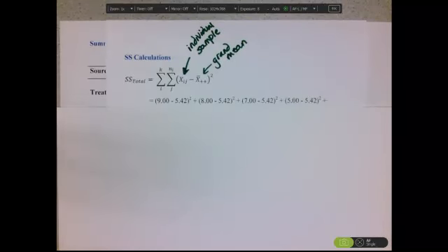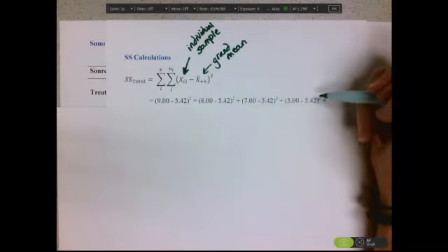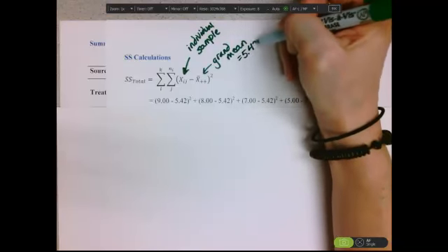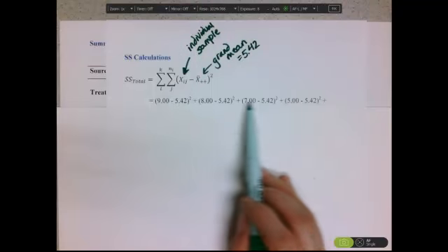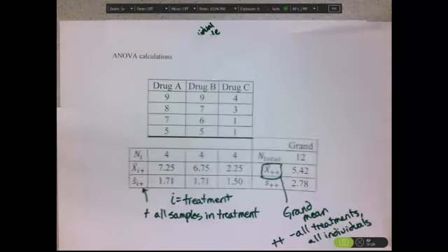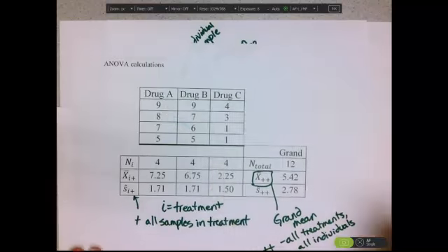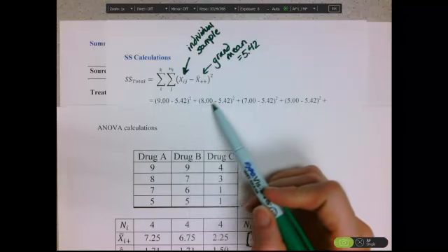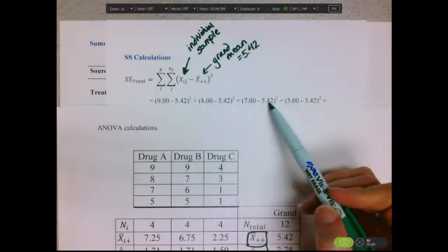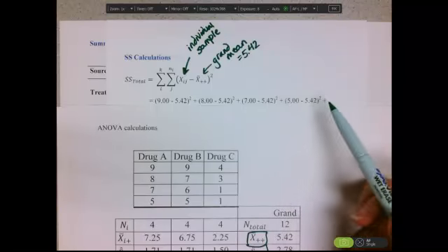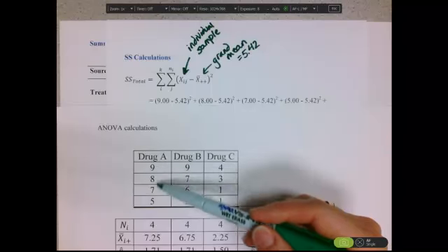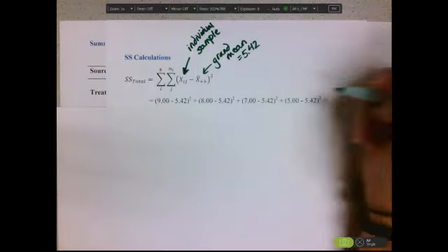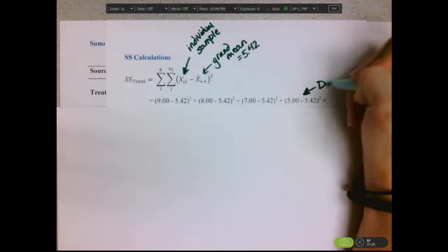So when we're looking at the data, you'll notice that this 5.42 is our grand mean. And then this first row of data represents these individuals here. So 9, 8, 7, 5. You see we have 9 minus the grand mean, 8 minus the grand mean, 7 minus the grand mean, and 5 minus the grand mean. Of course, those differences are all squared. So this row here represents the individuals from drug A.